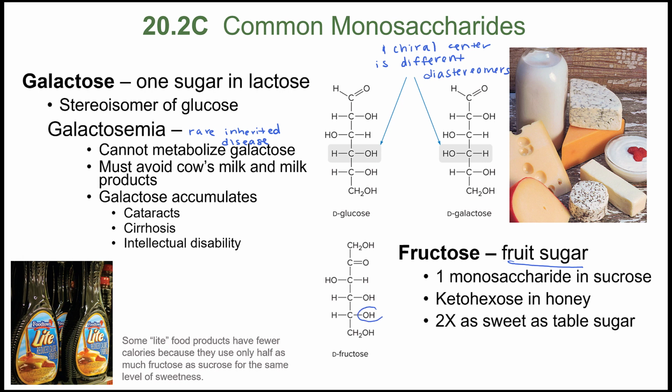Our last chiral carbon here has an OH on the right side, which makes it a D. And then our carbonyl here is a ketone. So that's our ketohexose. Some products that are labeled as light have fewer calories because they use half as much fructose as sucrose for the same level of sweetness.